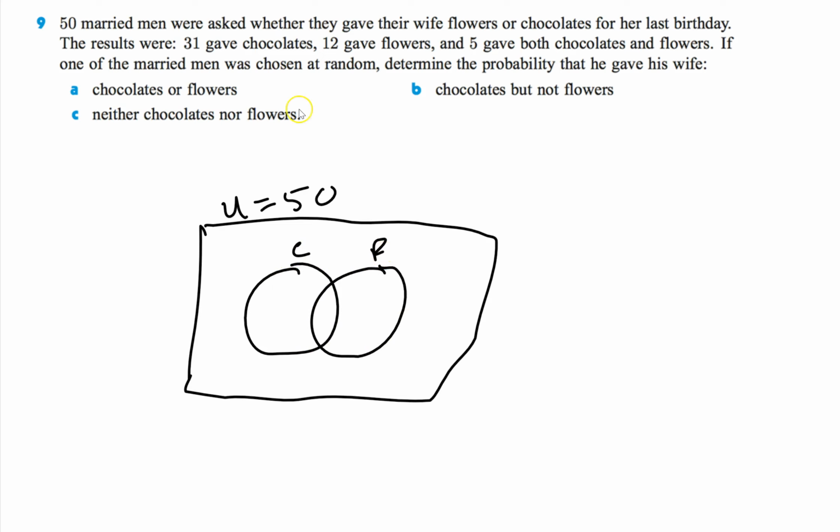Now, again, 31 gave chocolates, so this whole circle is 31. I cannot stress that enough. It's not just this part, it's the whole circle, right? And then 12 gave flowers. It's supposed to be an F, I guess. And then they're being nice and say 5 gave both. Okay, well, here's 5. But once you have that, a lot of the rest is academic. There's 12 total in this circle here, so that means there's only 7 left over. 31 gave chocolates, and 5 gave both, so that means there's only 26 left over there.